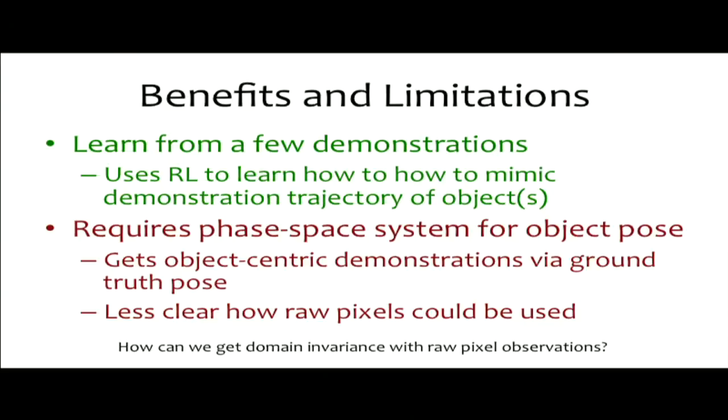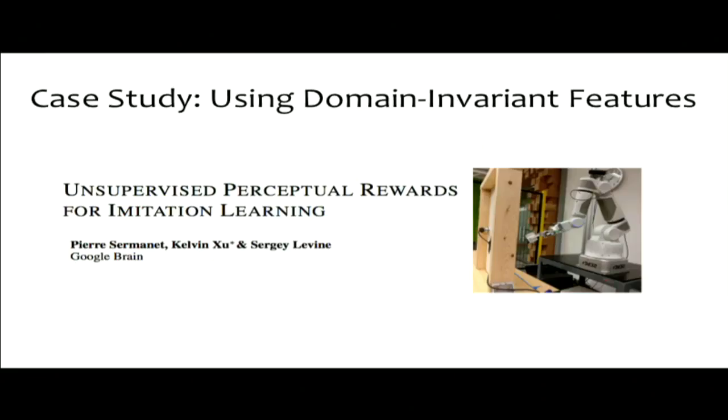Okay, so the last thing I'm going to talk about in terms of domain shift is how we can try to get domain invariance just from raw pixels of watching a human perform the task. So in this last case study, this was a paper by some folks at Google Brain, and the main idea is that they're going to watch a video of a human performing the task, and they're going to leverage image features that were pre-trained on ImageNet in order to compare the demonstrations to what the robot is doing.